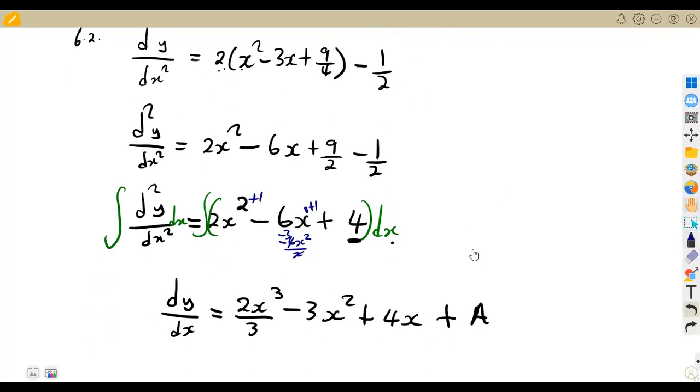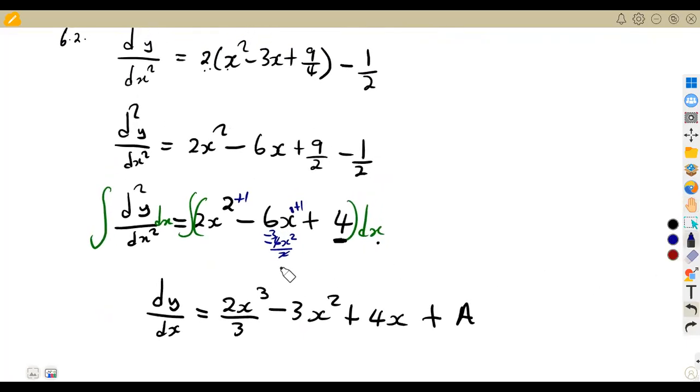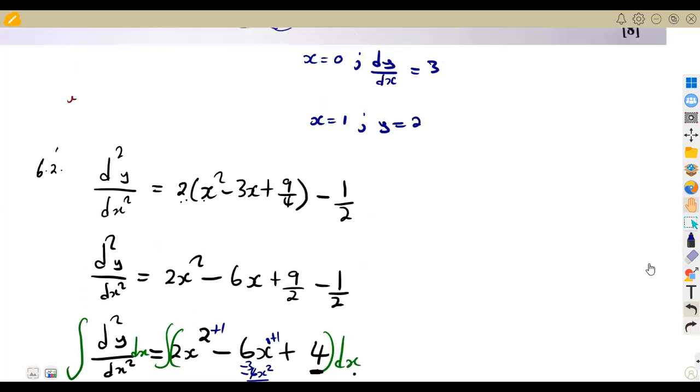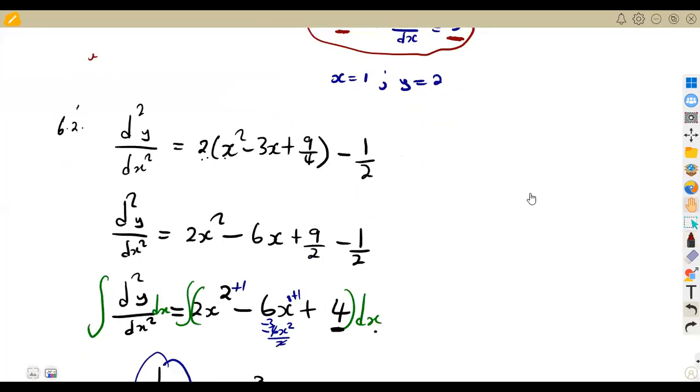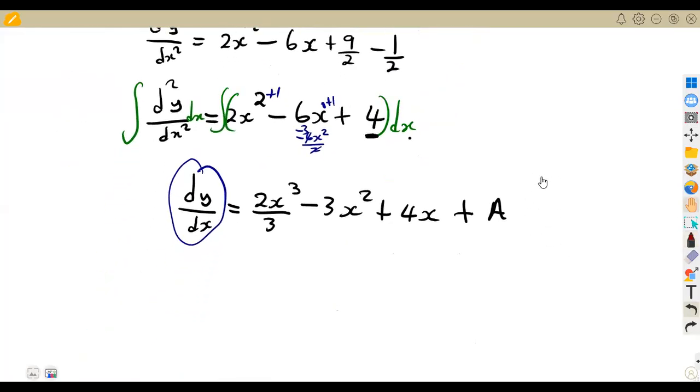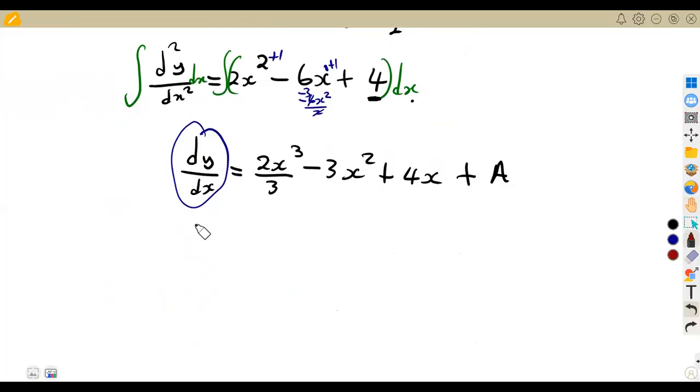Where do you find it? What are you given here? You are talking about dy dx in terms of x, so that is where we go back now. We are given that dy dx is equal to 3 when x is equal to 0. This is the condition. So in place of dy dx, we substitute a 3, and where there is x, we substitute a 0.